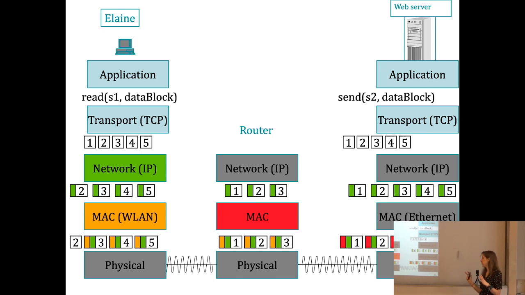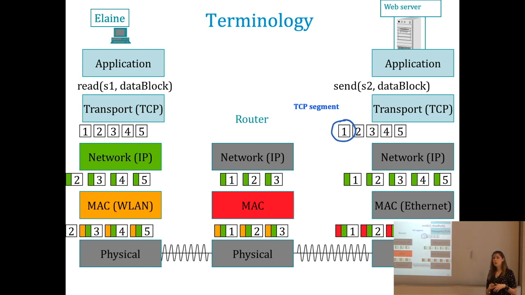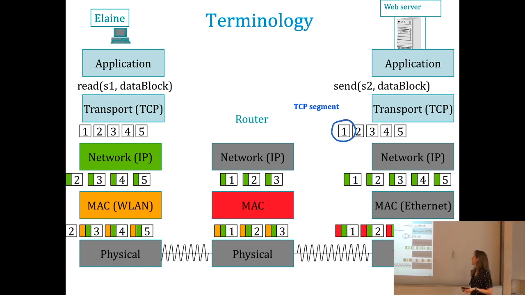So this is the general overview of everything we've seen this morning. In terms of terminology, I kept saying packet, message, data block, and it's a bit complicated to remember everything, but usually when we talk about these chunks of data at the transport layer, we talk about TCP segments. Below at the network layer, when we add the IP header, we talk about IP packets. And with the MAC header on top of it, we talk about MAC frames.